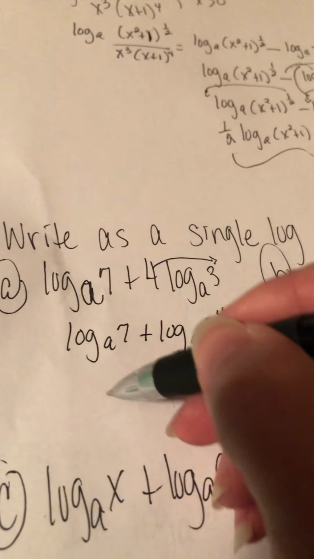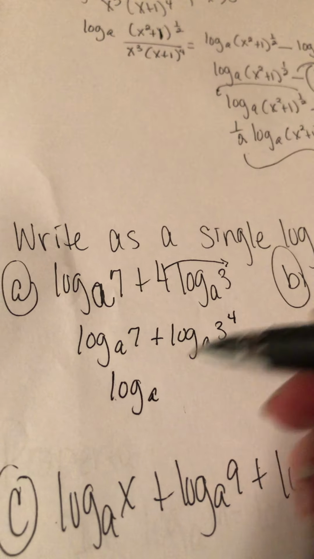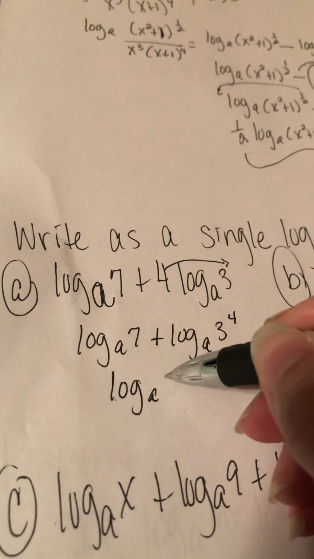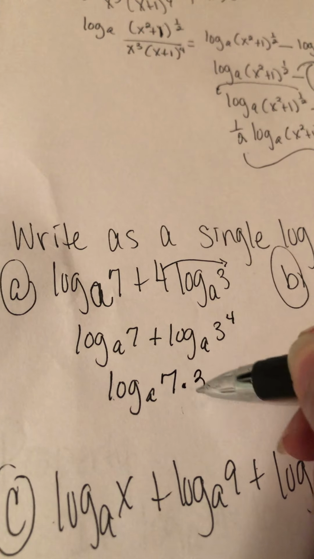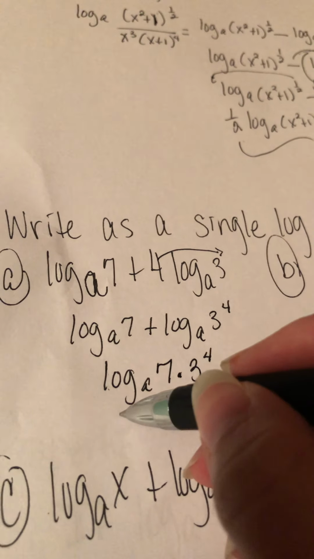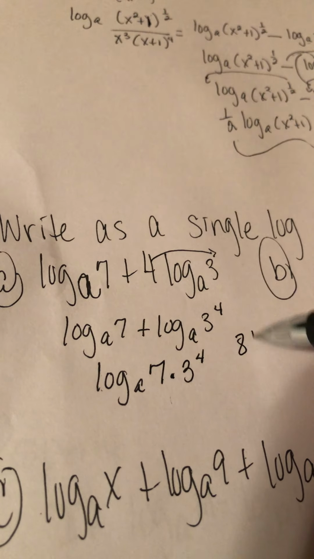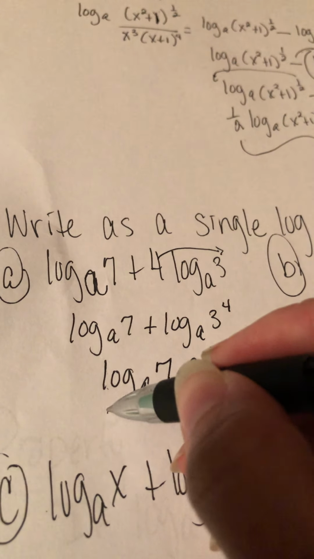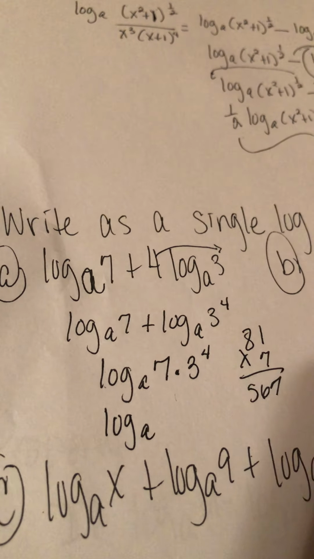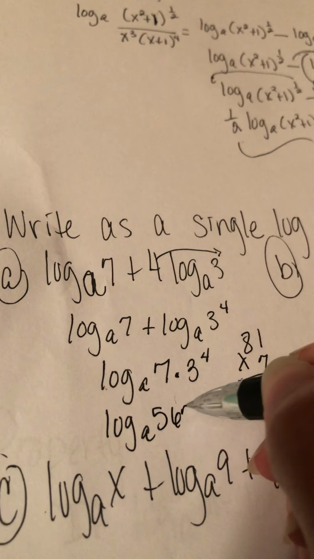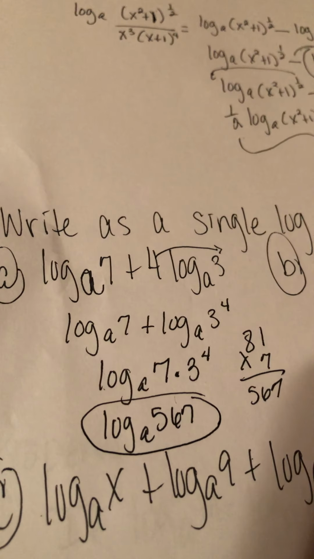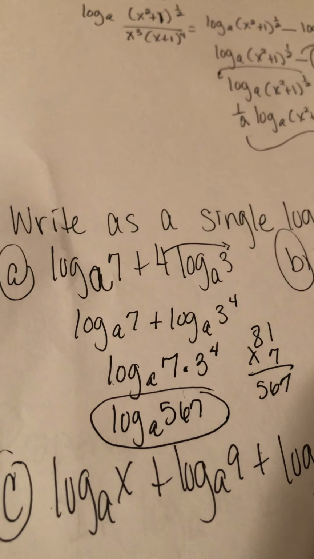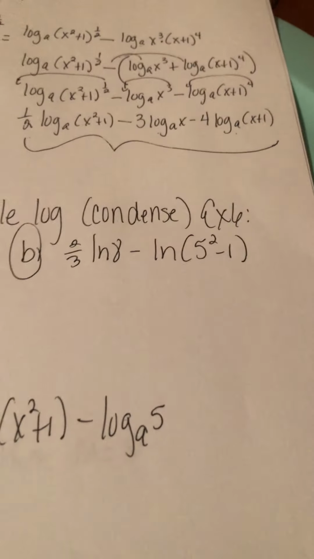So let's go ahead and pull that log base a, because when you condense, you're only going to have 1. And since we have addition, we're going to change this to multiplication. 7 times 3 to the 4th. Now, I know 3 to the 4th is 81, and then 81 times 7 is 567. So I have log base a of 567, and this is my condensed form. Okay, take a moment and write that down. All right, let's look at our next problem.